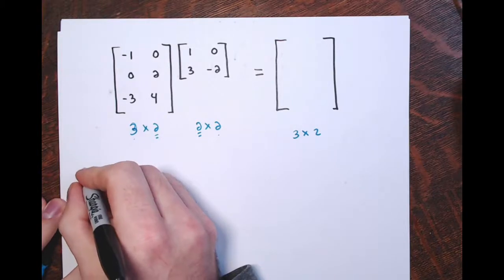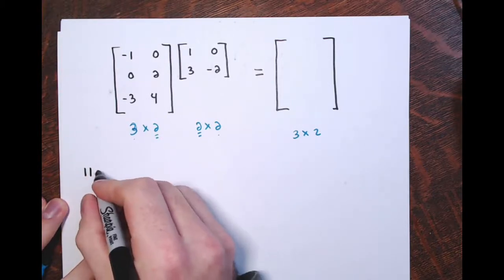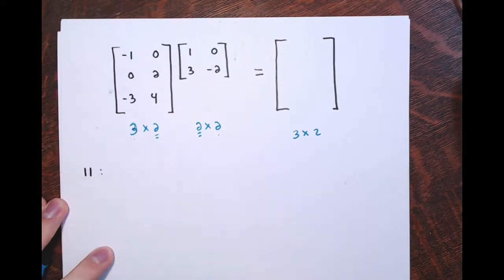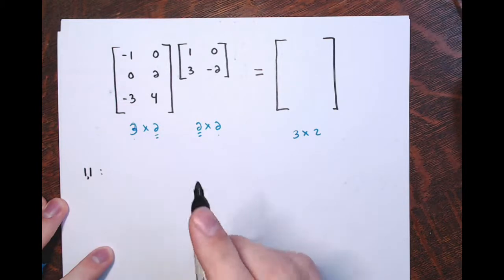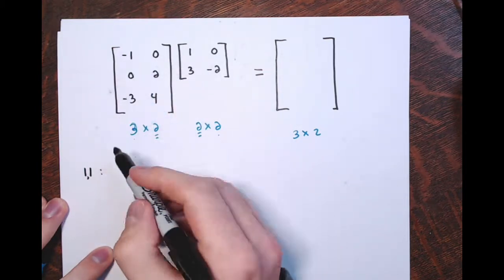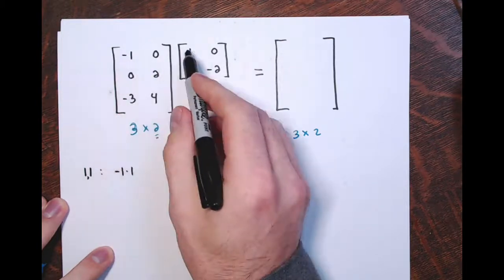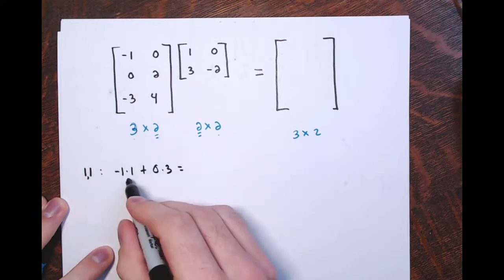So what's the first? I'll do the first row, first column entry, 1, 1. Maybe I'll put a comma here so it's actually separate. So first row on the left with the first column on the right, that'd be negative 1 times 1, the first entries, plus 0 times 3. That's negative 1.